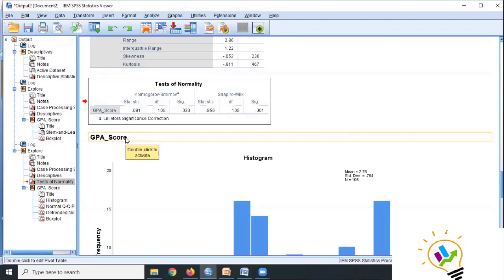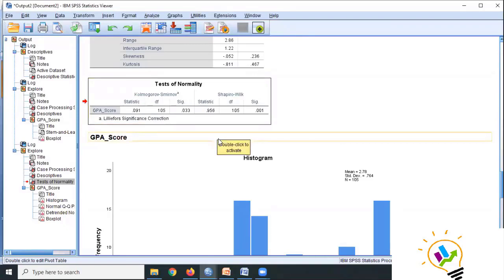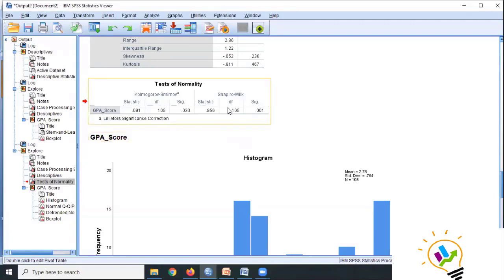If it is more than 0.05, it must be more than 0.05, then only the data is normally distributed. But in this case, the data is not normally distributed. Why am I using Kolmogorov-Smirnov? Because my sample size is 105. So I'm taking Kolmogorov-Smirnov and checking whether the data is normally distributed or not. And Shapiro-Wilk is used when the sample size is 30 or less than 30.